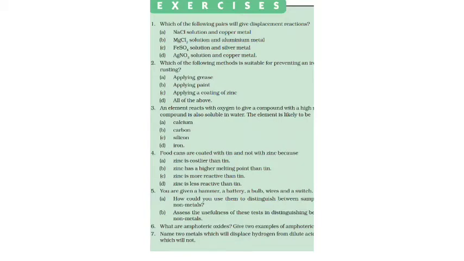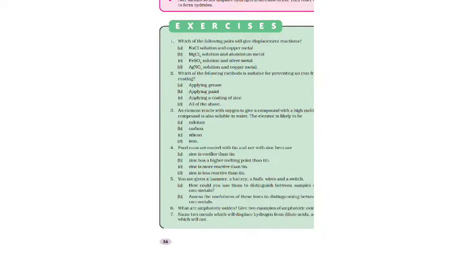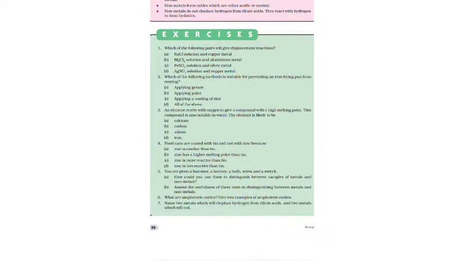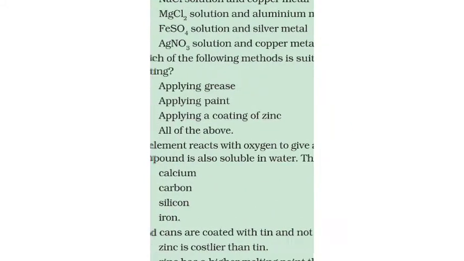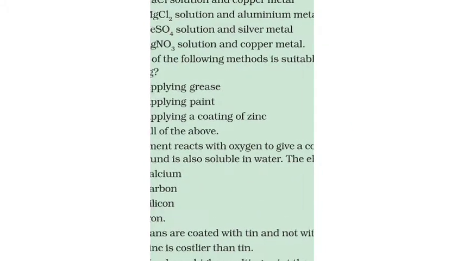Question: Which of the following pairs will give displacement reaction? The answer is D, AgNO3 solution and copper metal. Copper is more reactive than silver, so it displaces silver from AgNO3 solution. 2AgNO3 plus Cu gives 2Ag plus Cu(NO3)2. AgNO3 is aqueous, copper is solid, silver is solid, Cu(NO3)2 is aqueous.